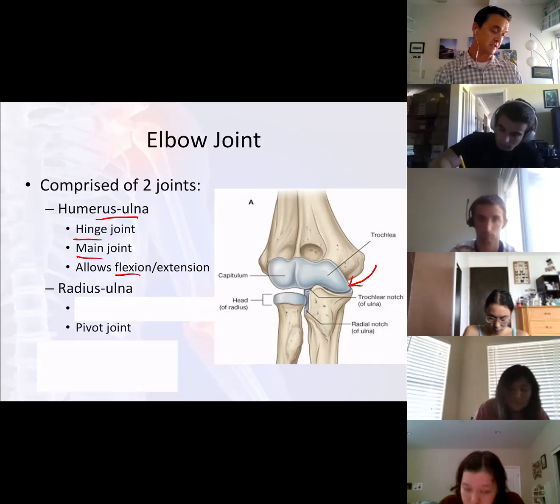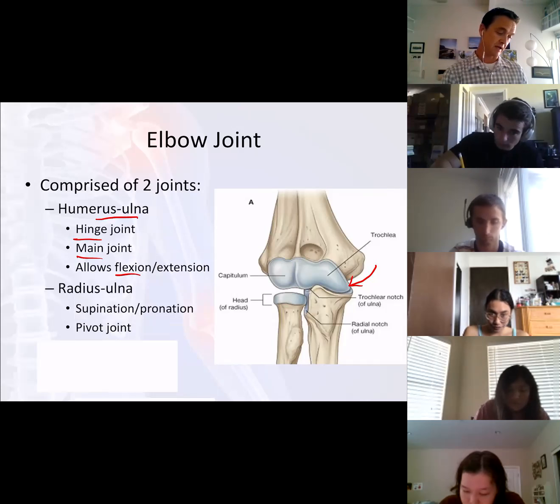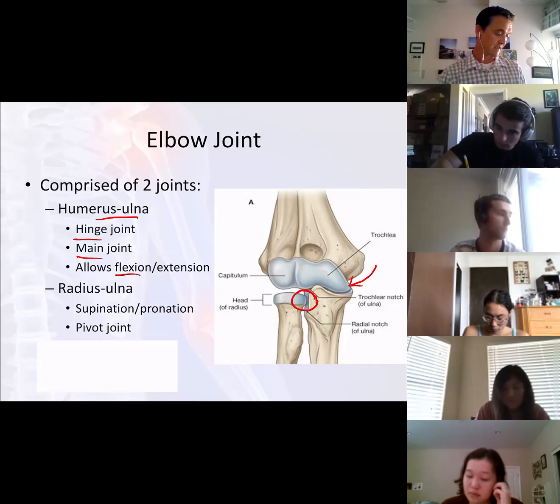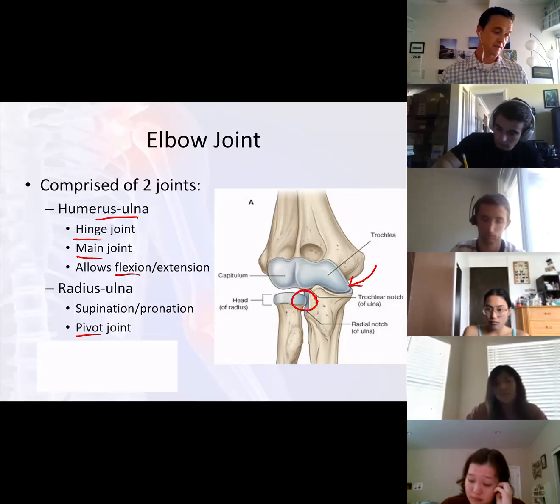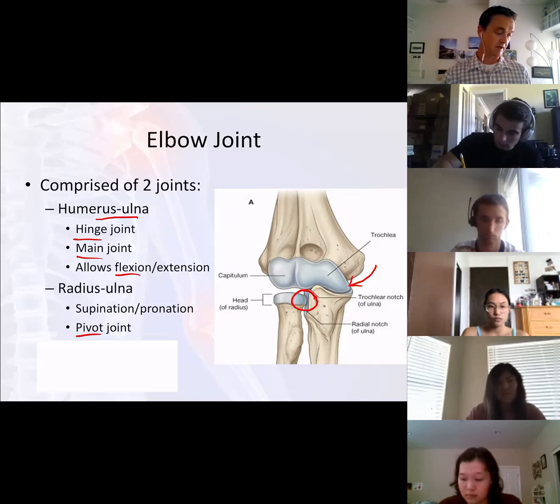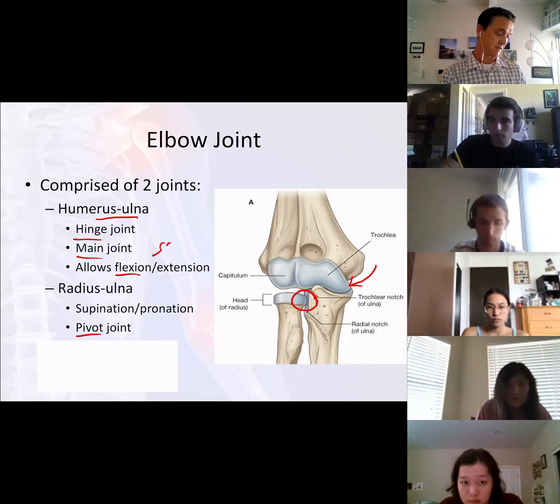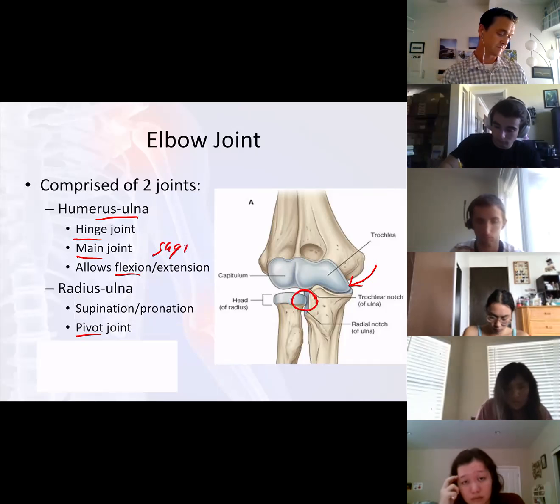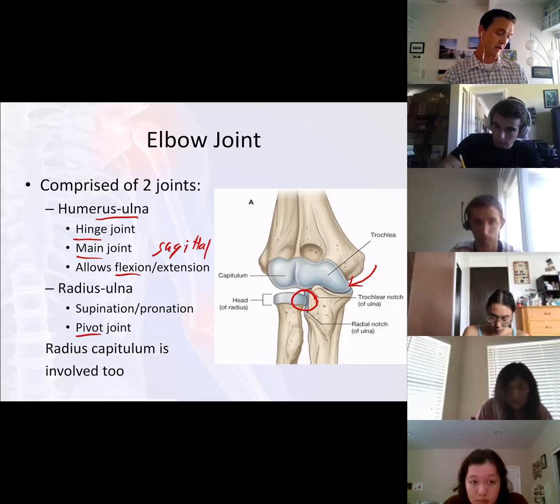The second joint is the radius and ulna joint, and that's really this one right in here. That's known as a pivot joint. I'll just write it in here: sagittal there. And this pivot joint is more of a transverse plane movement.